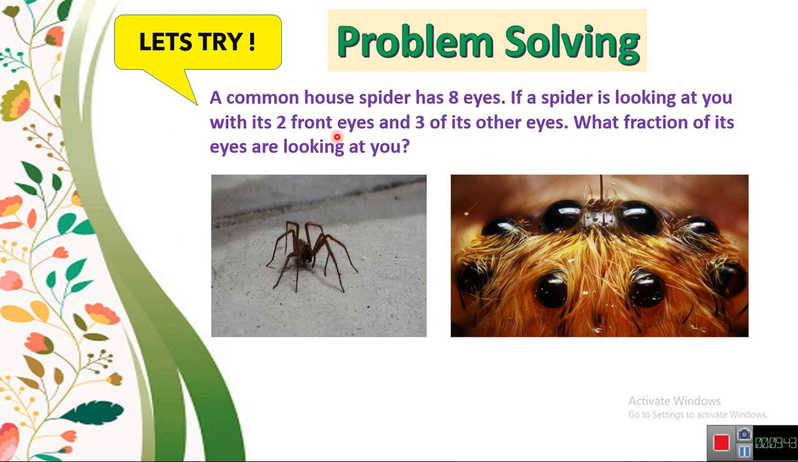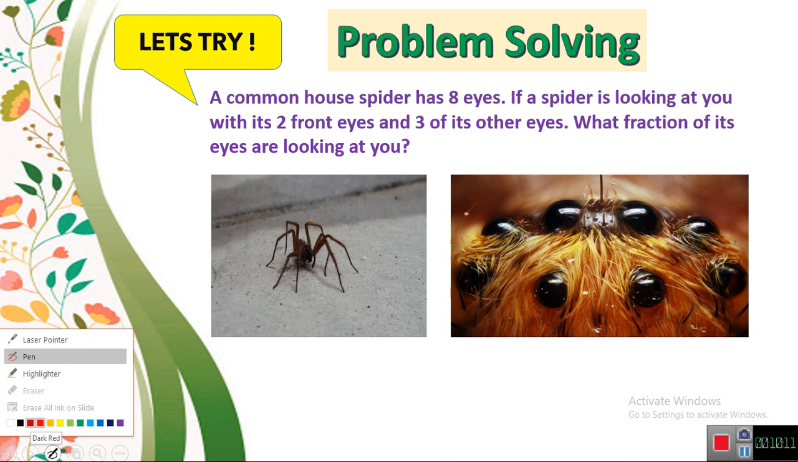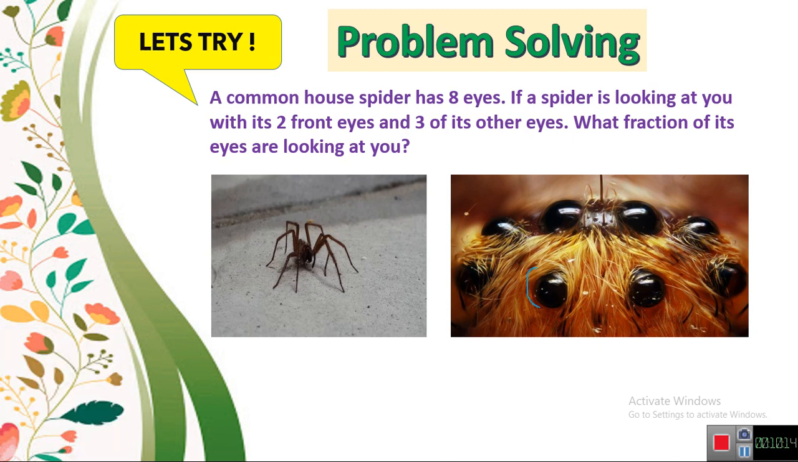What about with 2 front eyes? Okay, these are the 2 front eyes. Let me show you. Let's say, for example, he's looking at you with his front two eyes. Let me use another color. Maybe he's looking at you with these two front eyes and maybe three of those other eyes behind.